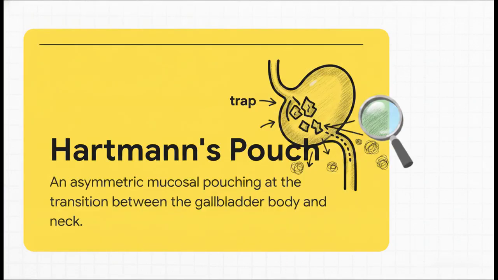Now let's zoom in for a second on a really specific anatomical landmark. It's called Hartmann's pouch, or the infundibulum. This is an asymmetric mucosal pouching right at the transition zone between the gallbladder body and the neck. Clinically speaking, this isn't just some quirky shape. This specific pouch is actually a notorious trap. It is precisely where gallstones frequently become impacted and cause some serious blockages.